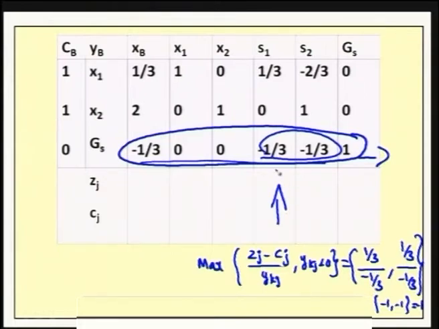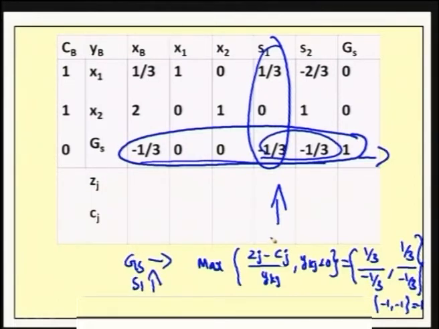So, for this problem, the maximum value occurs in two places, for S1 and S2, so we can choose any one arbitrarily. I will choose S1, so my entering variable is S1. In this problem, our leaving variable is GS: GS leaves the basis and S1 enters the basis. Our next step is to convert this pivot element minus 1 by 3 into 1 and the remaining elements in that column into 0.